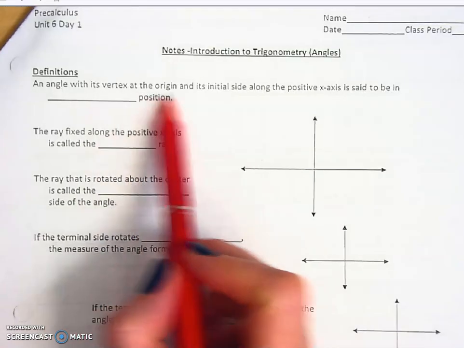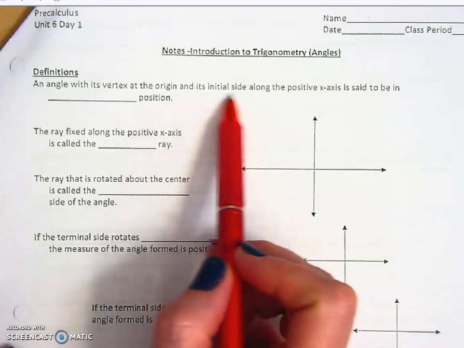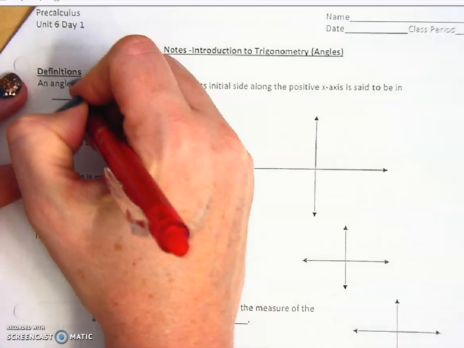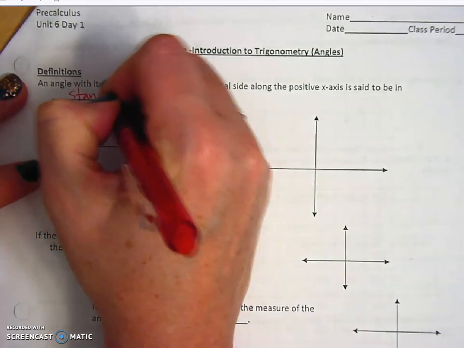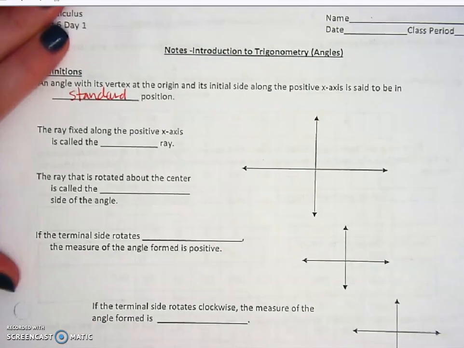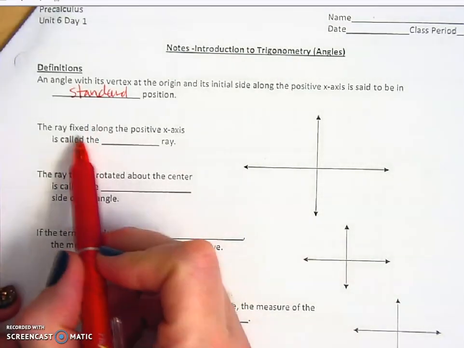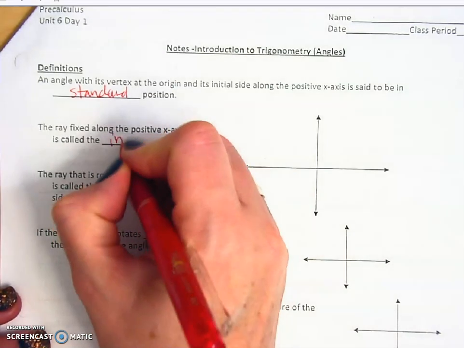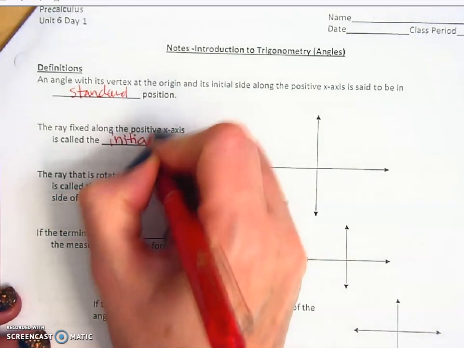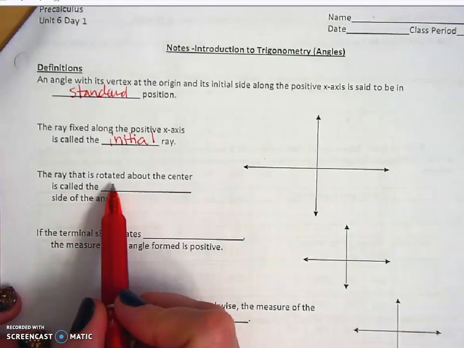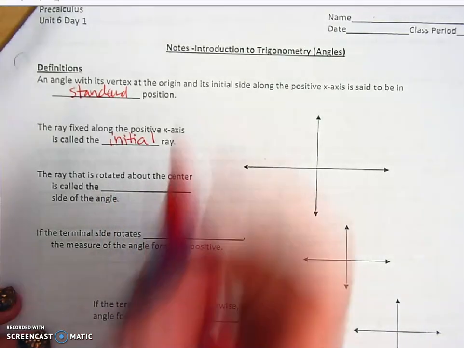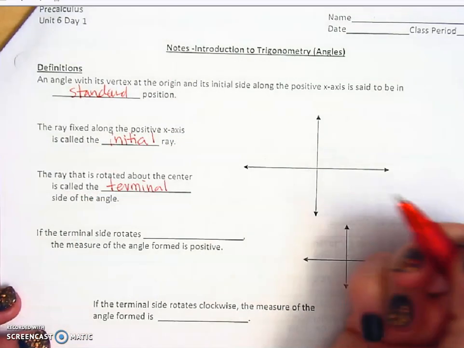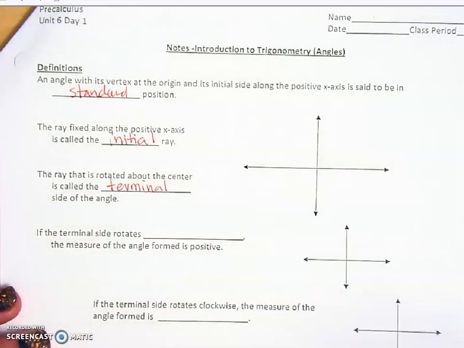An angle with its vertex at the origin and its initial side along the positive x-axis is said to be in standard position. The ray fixed along the positive x-axis is called the initial ray. The ray that is rotated about the center is called the terminal or terminating side of the angle.